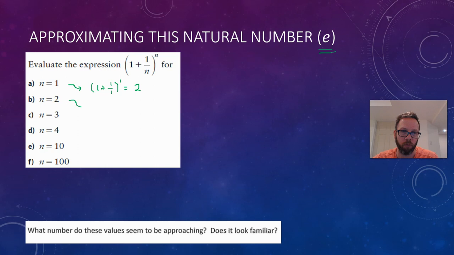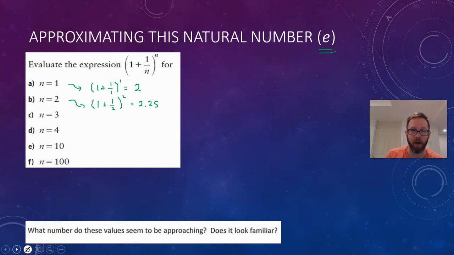I'll do the second one as well. It shouldn't be too bad to do with mental math. We have 1 plus 1 over 2, and we'll use that to the power of 2. So that's 1.5 squared, which is 2.25. So I want you to do n equals 3, 4, 10, 100. And then maybe if you want to, try some higher values. I did some higher values in my solutions.